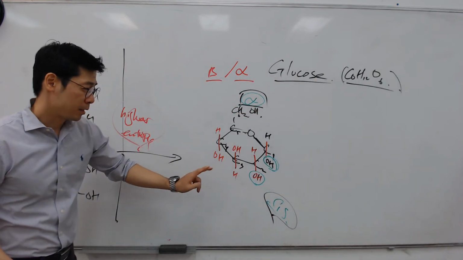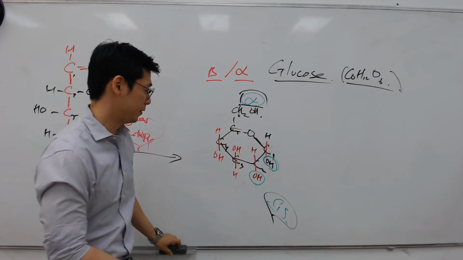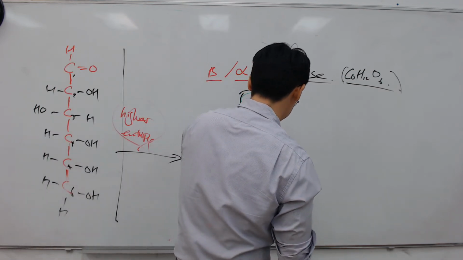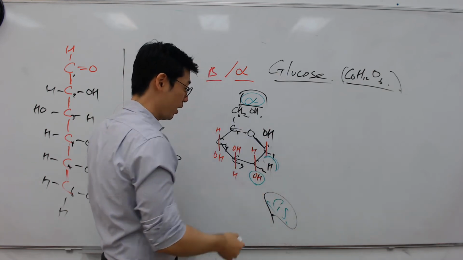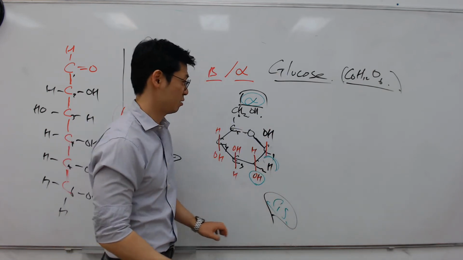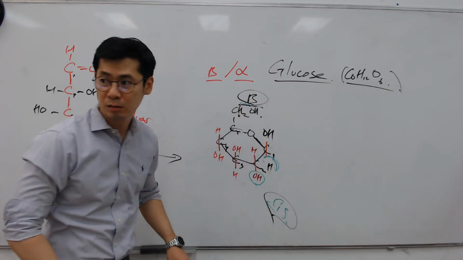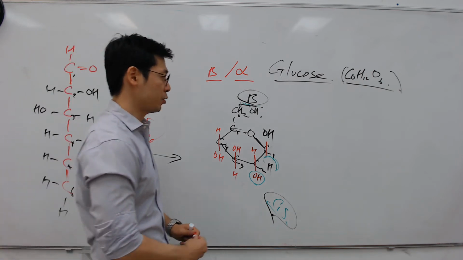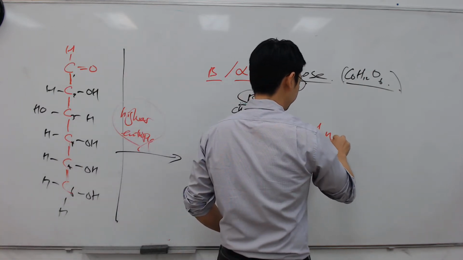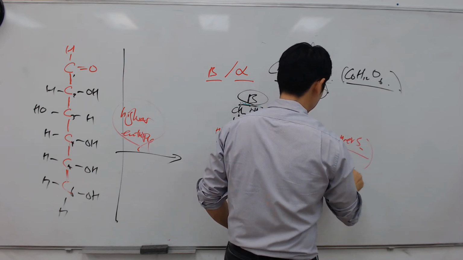But now, if it's flipped, okay? If the OH is on the top, H on the bottom, okay? What is this? Trans. This becomes a beta glucose, okay? Alpha and beta, these are examples of what we call anomers, okay? Anomers. Just write that. Anomer for alpha and beta glucose.